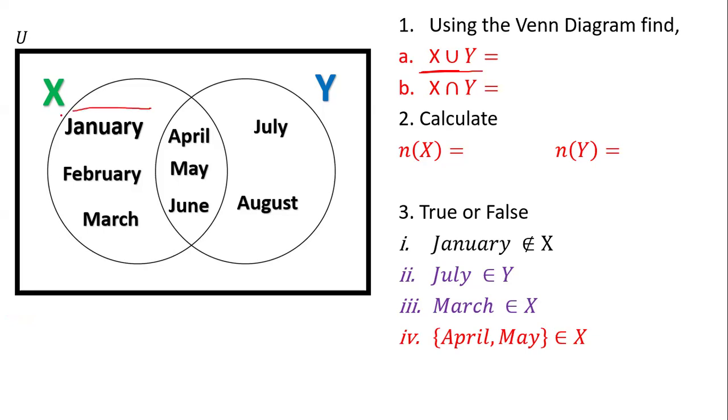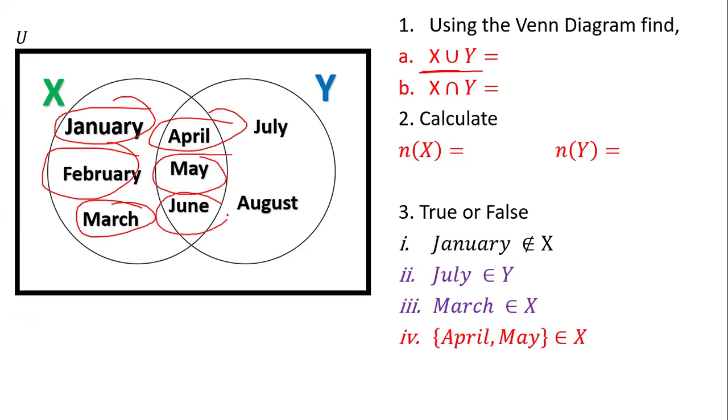January, February, March, April, May, June, July, and August. Is she correct? Class, is she right? Yes, sir. Yes, she is definitely accurate, because the union is everything combined. Very good, Gina. Cristiano, you understand that? Yes, sir. Good. So the union is everything combined. No repeats, but everything combined.